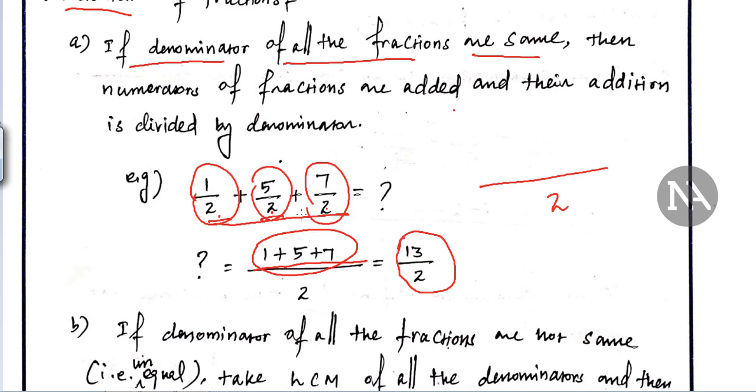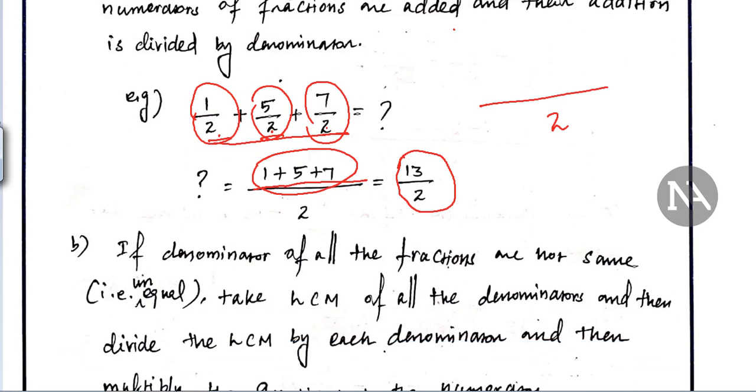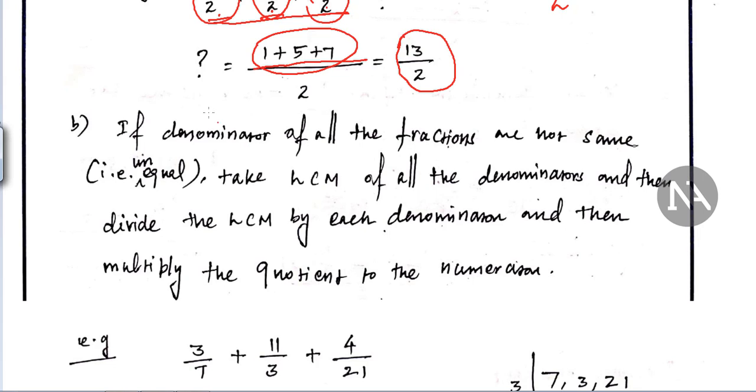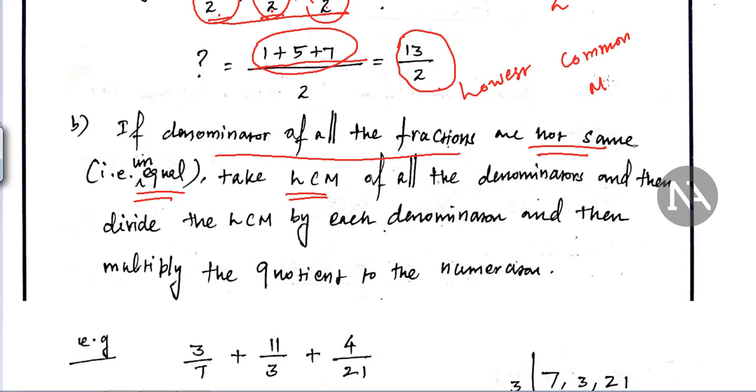If the denominators are not the same, you cannot add in this way. Then this is the second case: if the denominators of all the fractions are not the same, that is, they are not equal, then what you have to do is take the LCM. Here LCM means lowest common multiple. This we will see in the future. I will show you how to take the LCM.